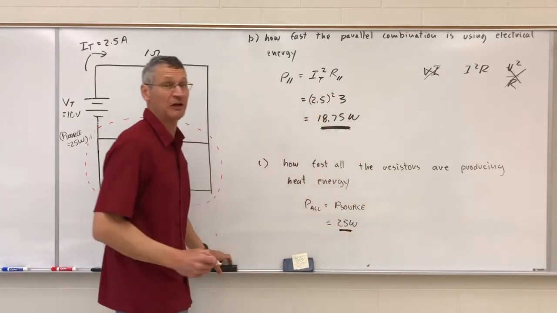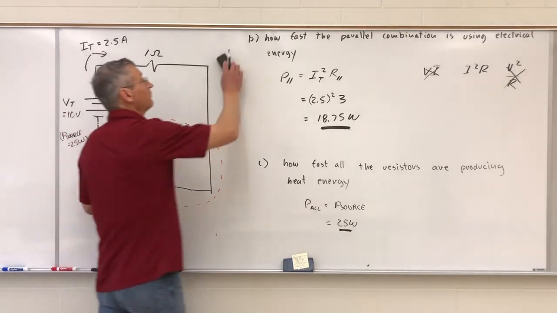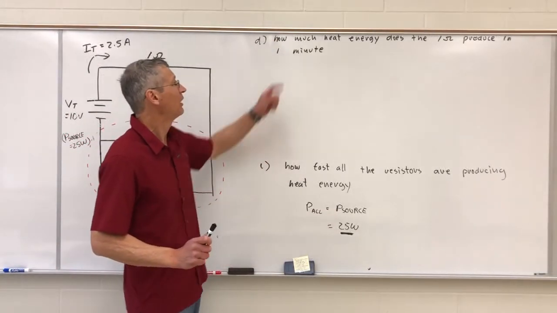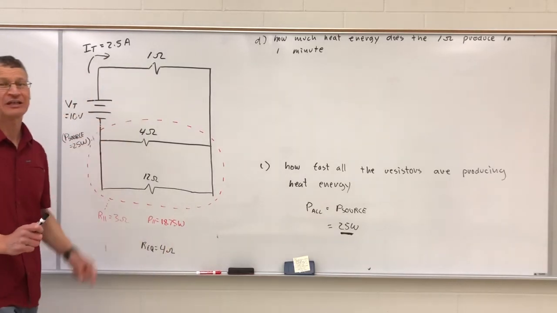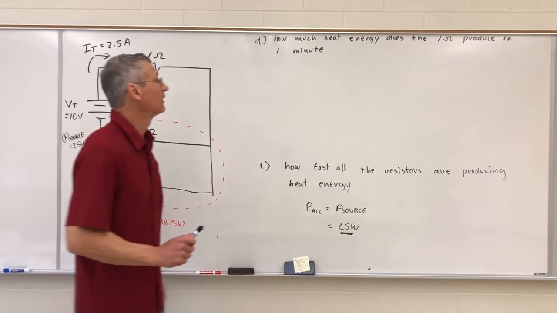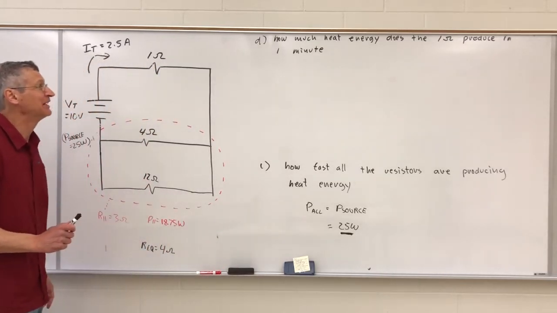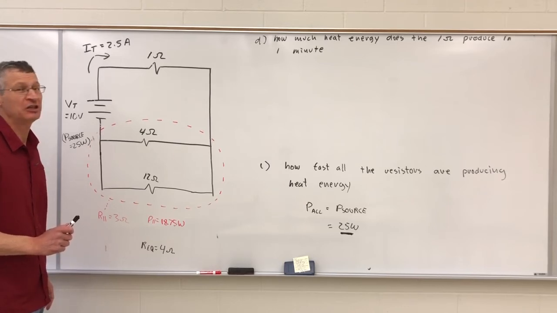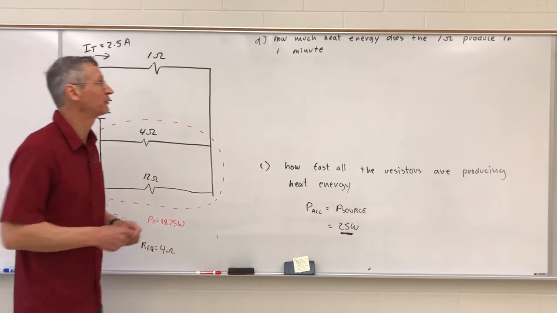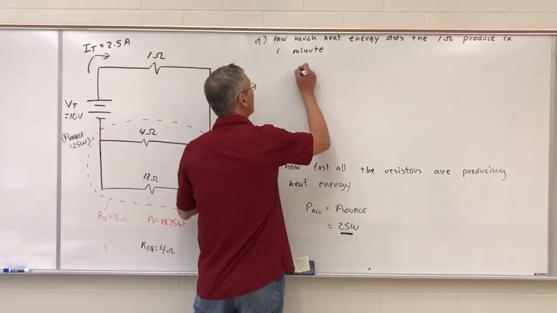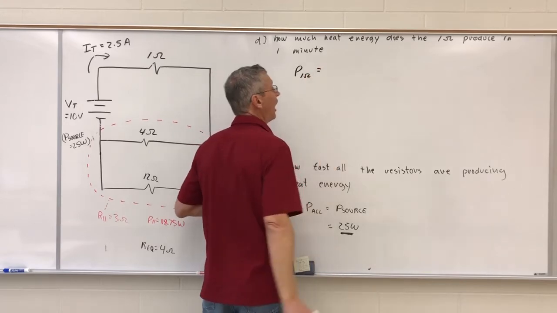Okay, still not quite done this. We want to take a look at another couple things in just a bit. Let's take a look at this one now. How much heat energy does the 1 ohmer produce in 1 minute? Well, if we want to figure out how much heat energy it produces in 1 minute, we're going to need to know how fast it's producing heat energy. First thing we're going to have to figure out is the power of that 1 ohm resistor. How can we do that?